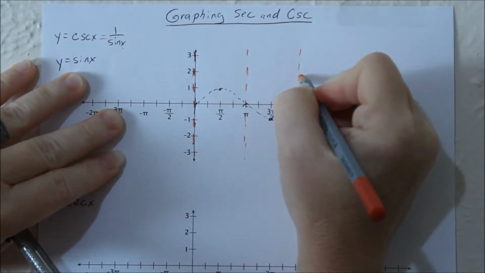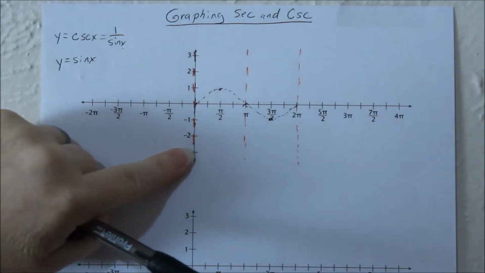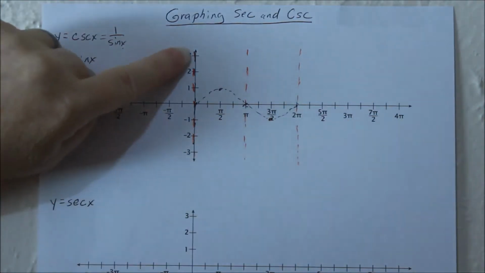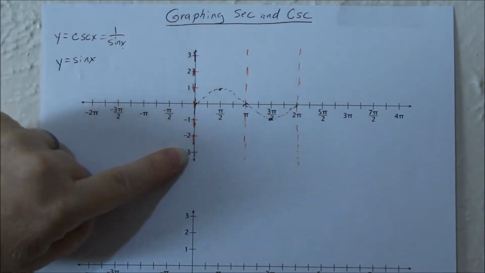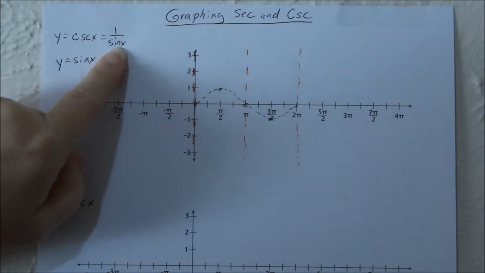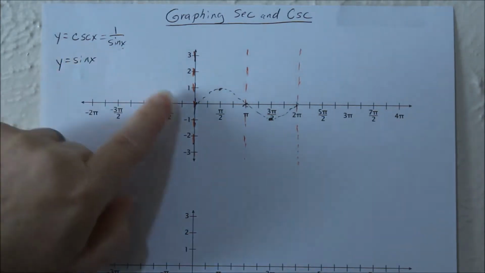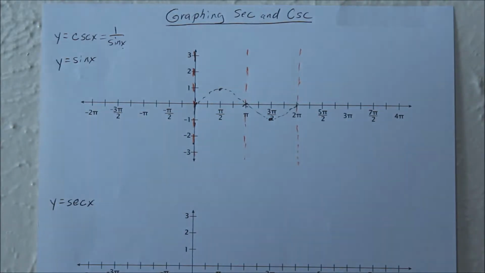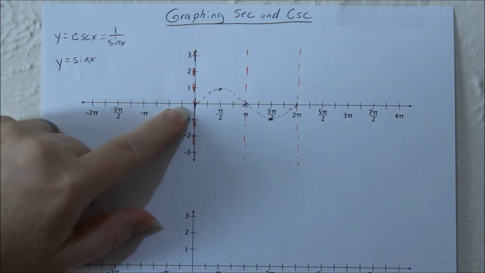Your graph will never cross these boundaries. This shows where you have 0 in the denominator. Asymptotes are created where you will end up having 0 in the denominator. Cosecant and secant will have asymptotes. This creates a discontinuous curve. Sine was continuous. It goes on and on and on. Cosecant and secant will not be a continuous curve, and you'll see that here in just a minute.